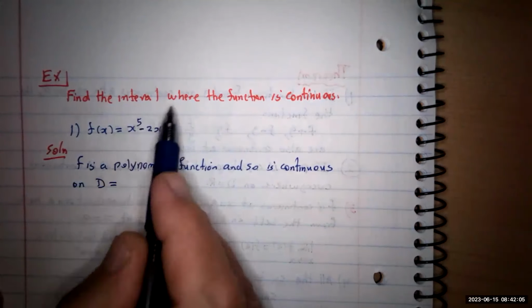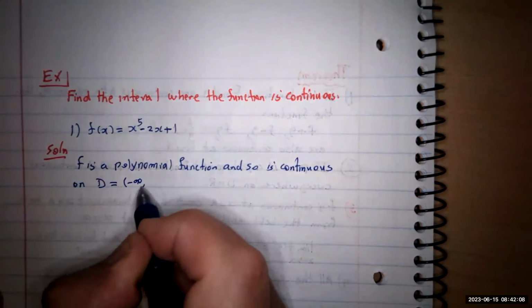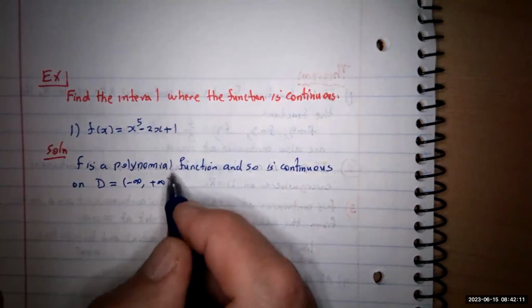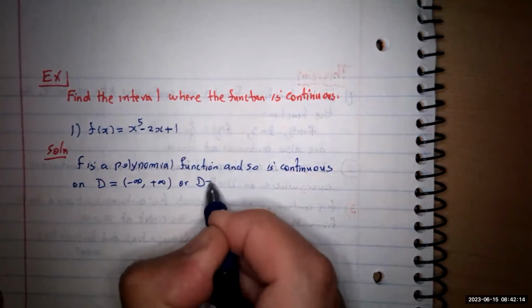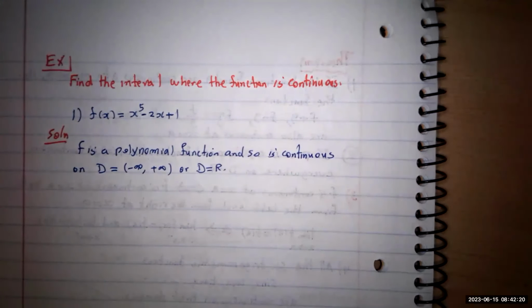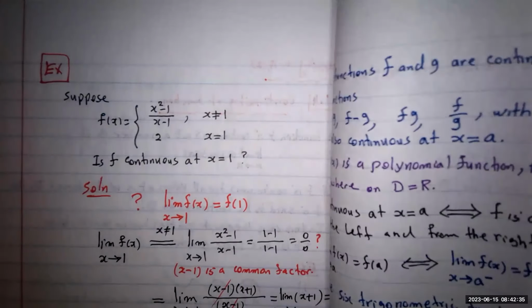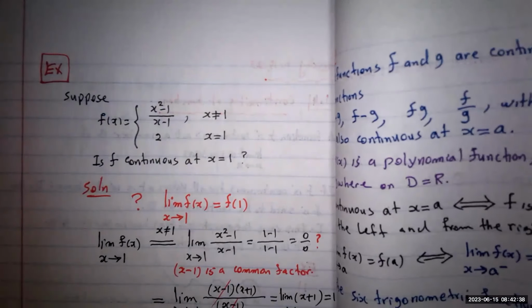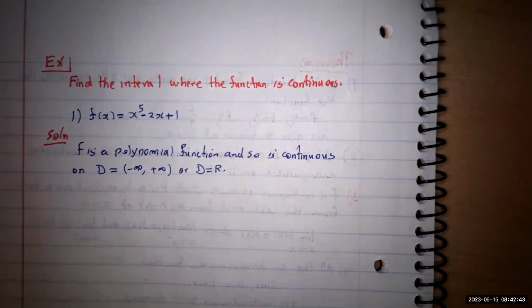They ask for the interval, so it's going to be continuous on negative infinity to positive infinity. We also accept when you write D equal to R. That's it. So you identify that it's a polynomial. You don't have to prove it for us, because we know that the limit of these functions can be found by using direct substitution. And we have the theorem here, the purple one: if p of x is a polynomial, it's continuous forever. So you identify that it is a polynomial, so it's continuous forever, and then we're done. That's type one. Any question?